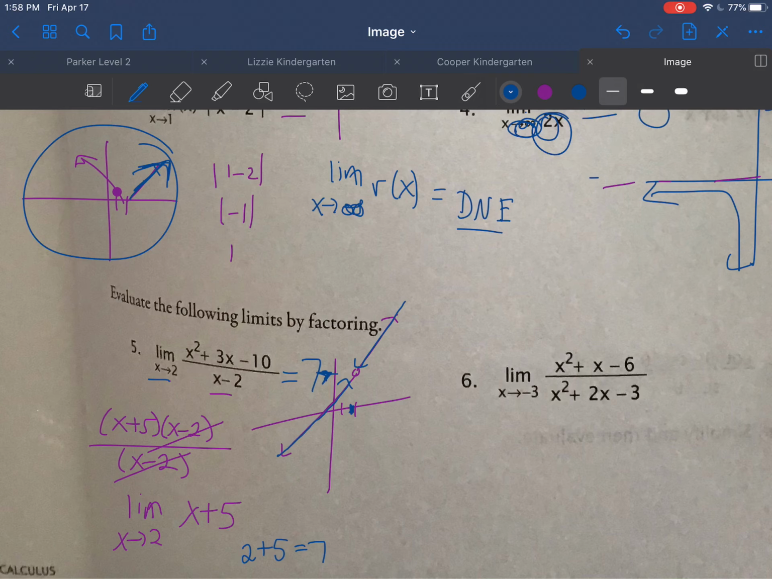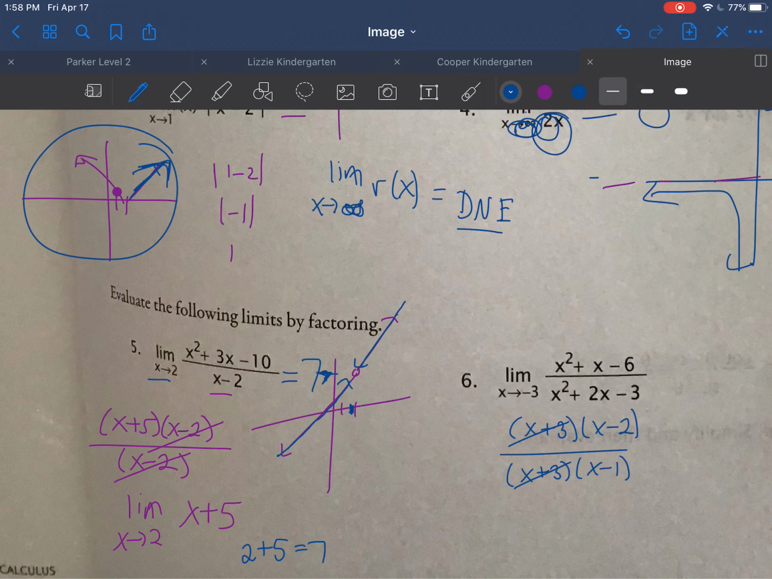Okay, same thing over here on number 6. If we plug -3 in, it's not going to work well for us, so we're going to say x plus 3, x minus 2 on top. Down here, we've got x plus 3, x minus 1. It creates a hole in our graph at x is equal to -3. Now we're left with x minus 2 over x minus 1. So this graph's not going to graph a line.